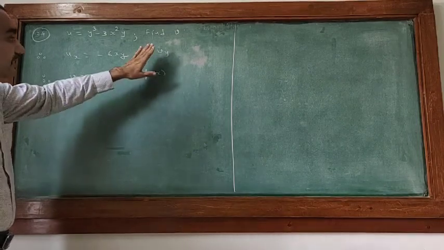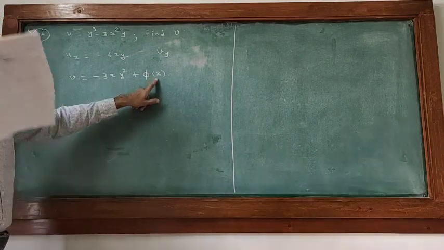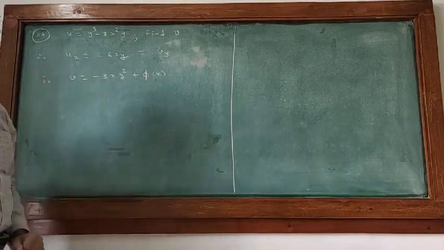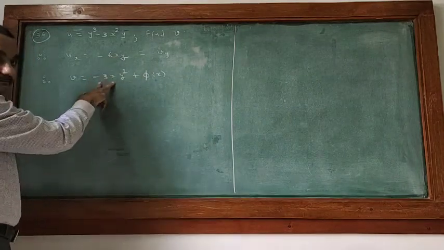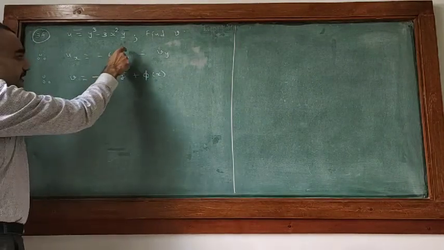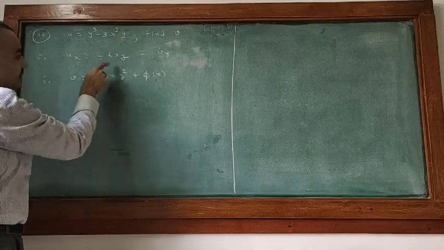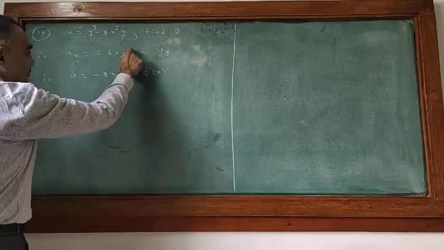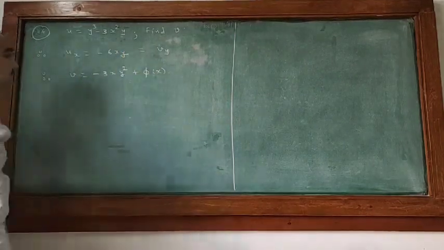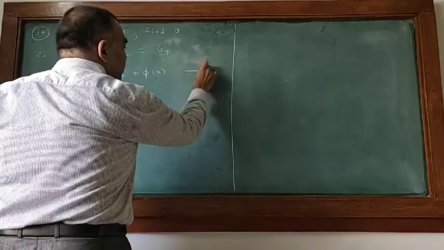Now we integrate this with respect to y, and therefore the constant term should be of x. Minus 6x is constant, and the integration of y with respect to y is y square by 2, so it is minus 3xy square, and the constant term, that is phi x. I call this equation number 1.